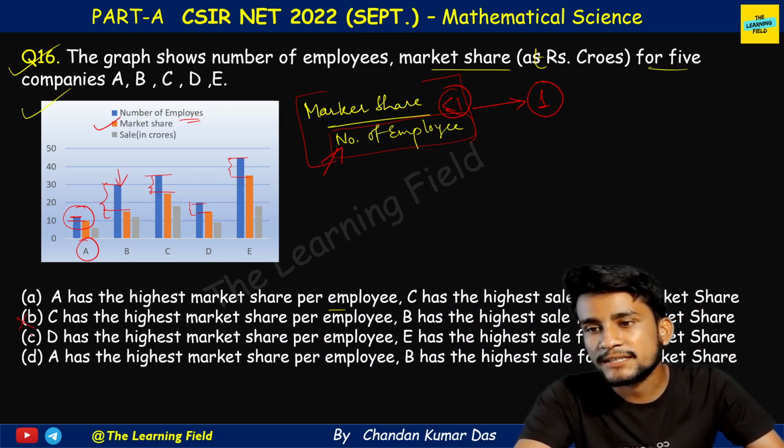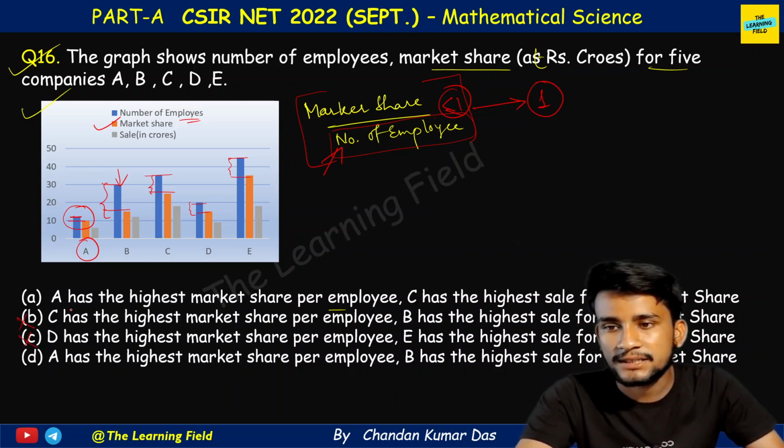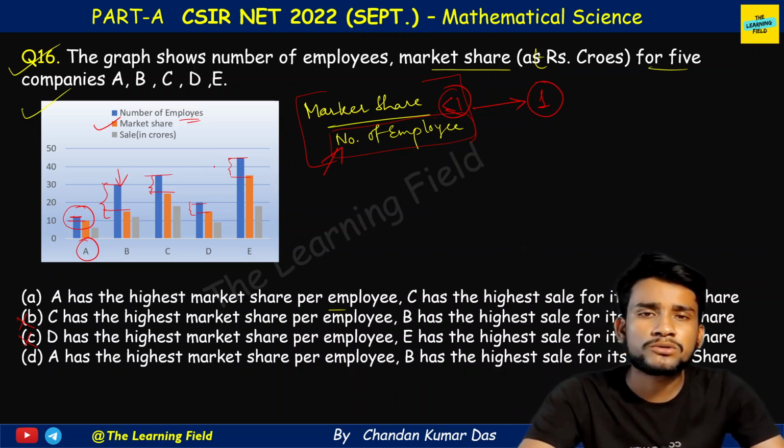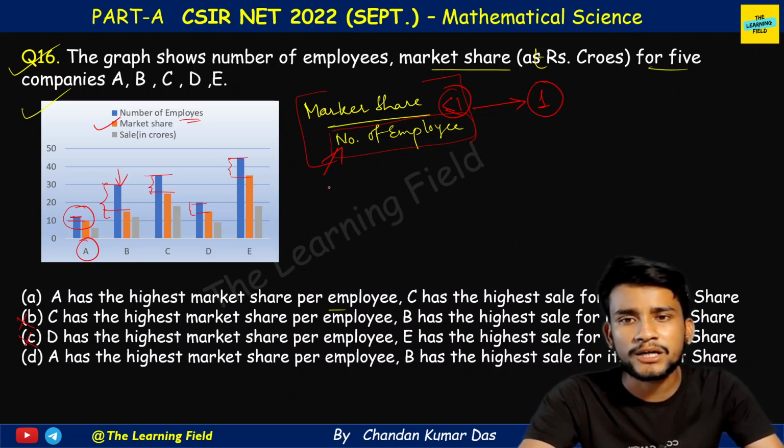Therefore, we can discard option B and option C. So A has the highest market share as per employee. We don't go to the mathematical calculation part. We just observe the problems by using logic, or you can say observation.